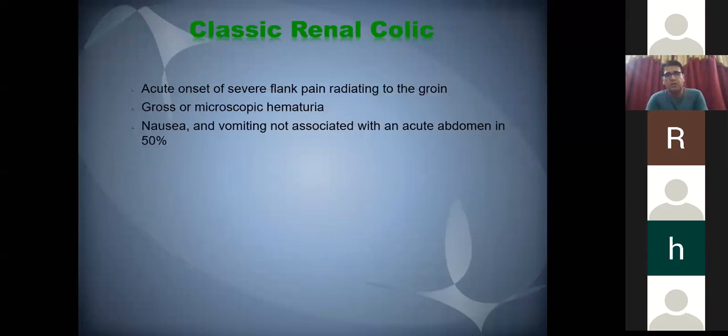What other thing can appear? The classic renal colic appears with three main symptoms. There will be a severe flank pain, which most likely will be radiating towards the groin, but it's not necessary. And the other thing will be hematuria, either microscopic or macroscopic, or gross hematuria. Nausea or vomiting can be there, but not every time. But yes, this can be associated with the renal colic.